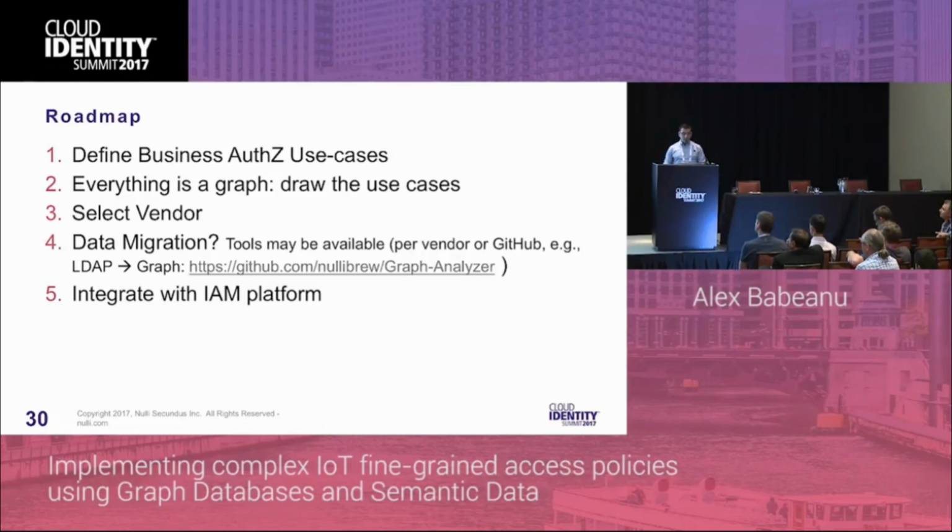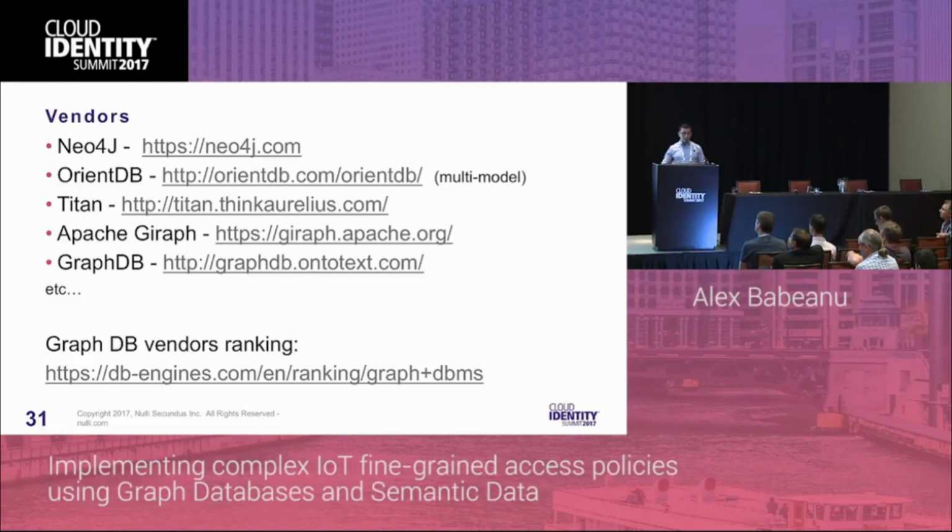Some vendors, we are partners with Neo Technologies, so we use Neo4j, but it's probably one of the more popular ones. Here are some others: OrientDB, Titan, Apache Giraph, GraphDB. There's also a link here to a ranking of all these graph database engines, if you want to have a look at it and select which one is more suited for you.